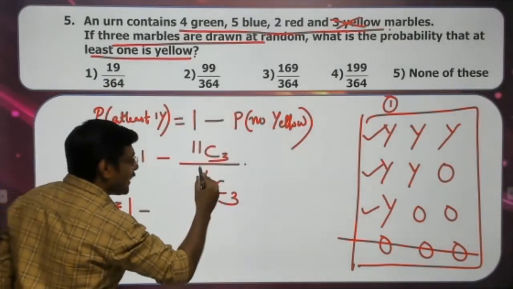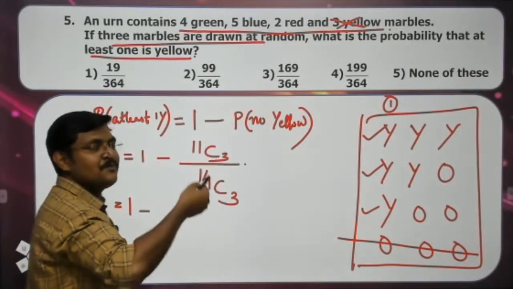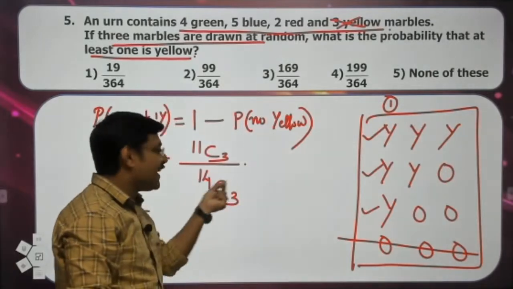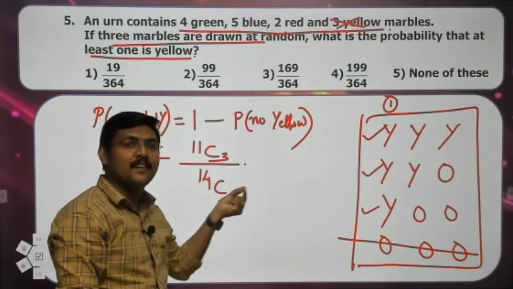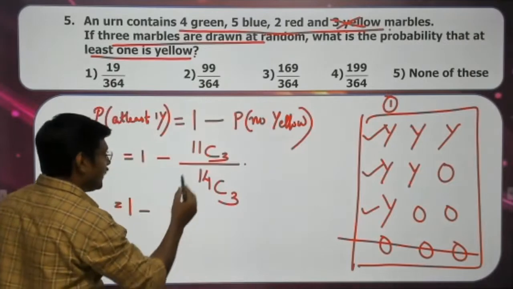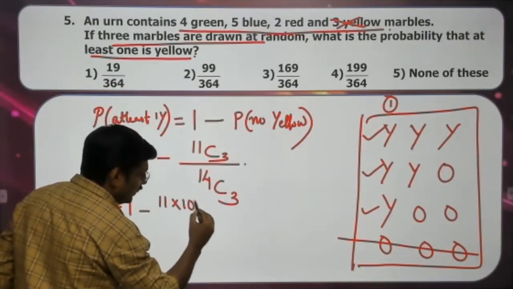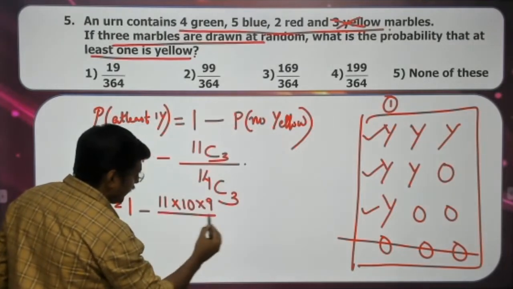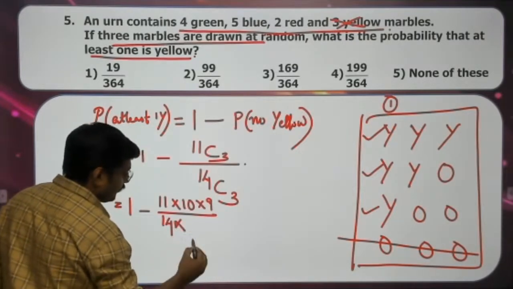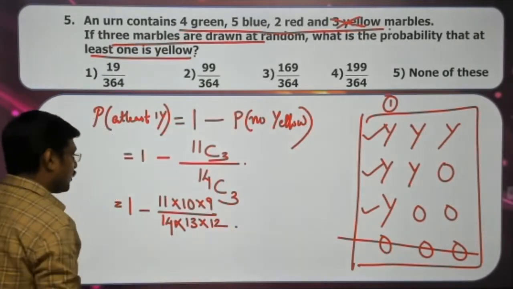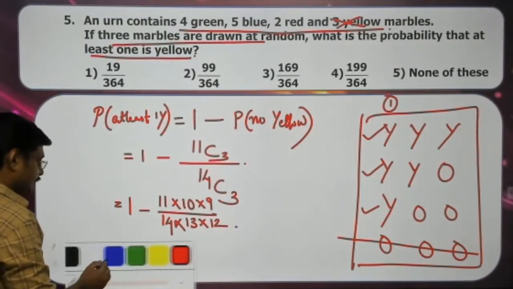Since it is 11C3 by 14C3, 11C3 is actually 11 into 10 into 9 divided by 3 into 2 into 1, divided by 14C3, which is 14 into 13 into 12 divided by 3 into 2 into 1. I am cancelling the 3 into 2 into 1 in the denominator portion, then it becomes 11 into 10 into 9 divided by 14 into 13 into 12. Cancelling and solving this.